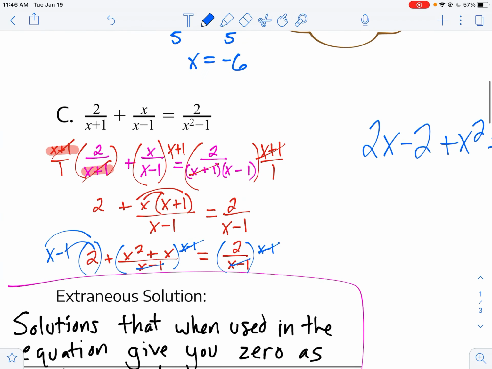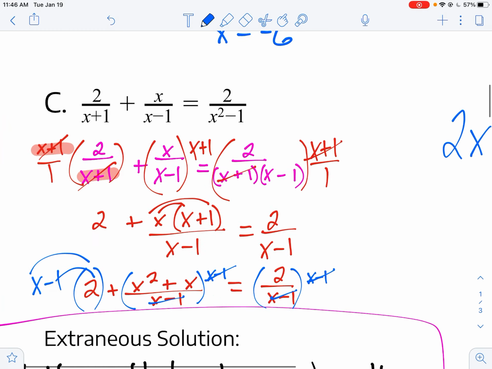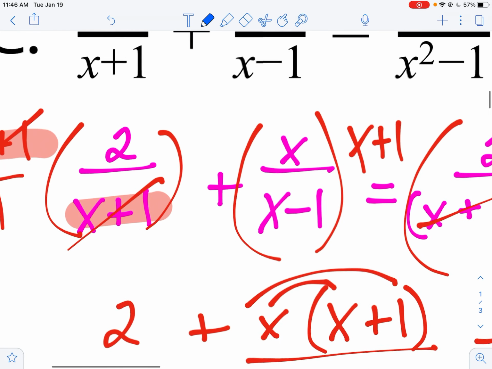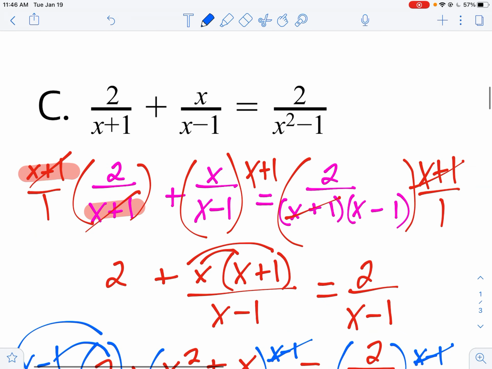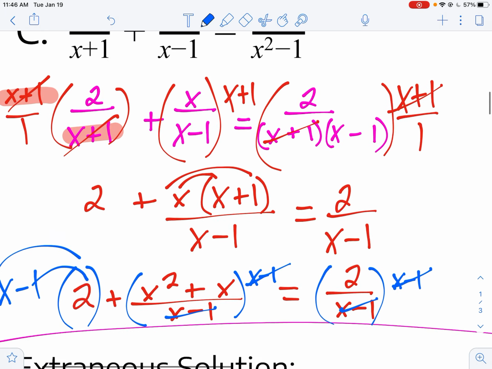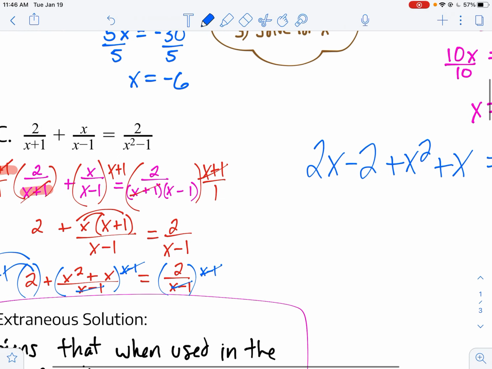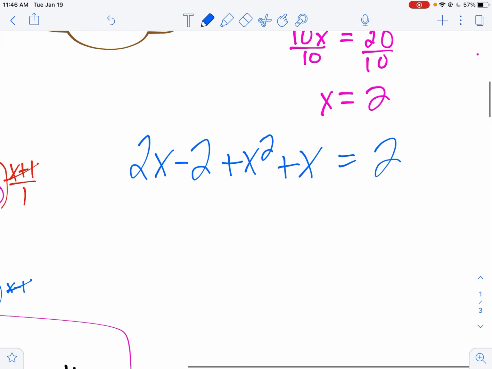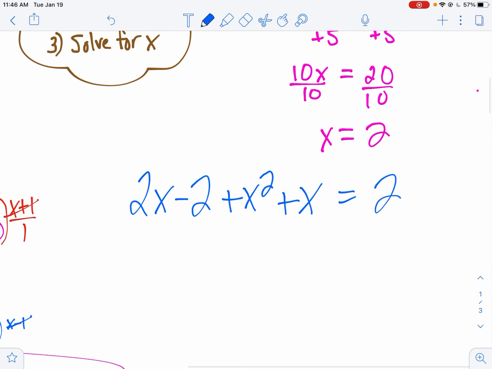So the goal here is, I've eliminated all my denominators. I've canceled them out. Started by multiplying everything by the first denominator. That canceled out the first denominator. Then I multiplied everything out by the second denominator. Now I have to solve for x. So let's go through what I got here.